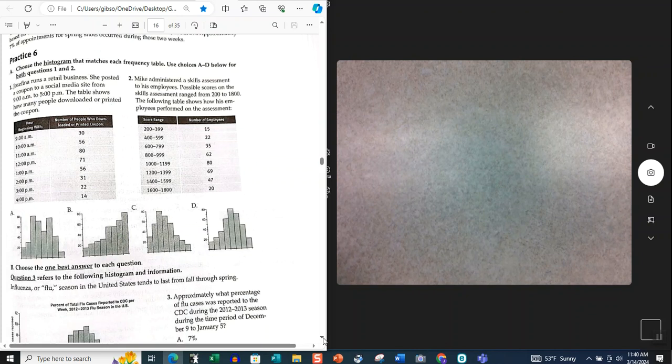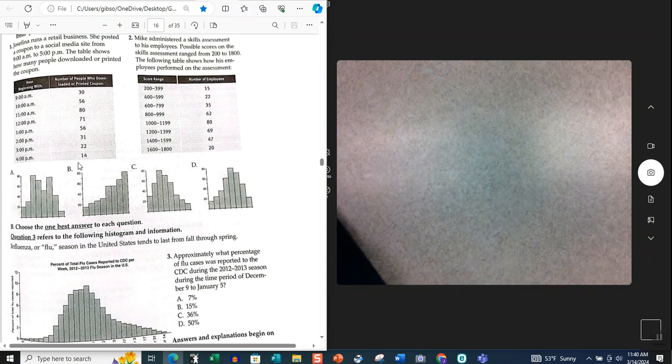Josephina runs a retail business. She posted a coupon to a social media site from 9 a.m. to 5 p.m. The table shows how many people downloaded or printed the coupon. So it gives you the time and how many coupons were downloaded. So what they want now is for you to pick the graph that matches this.